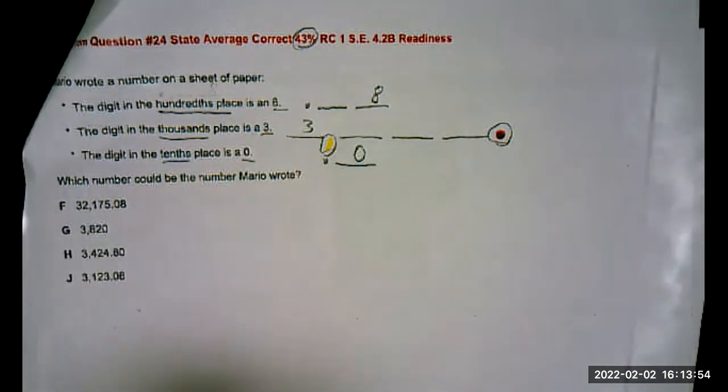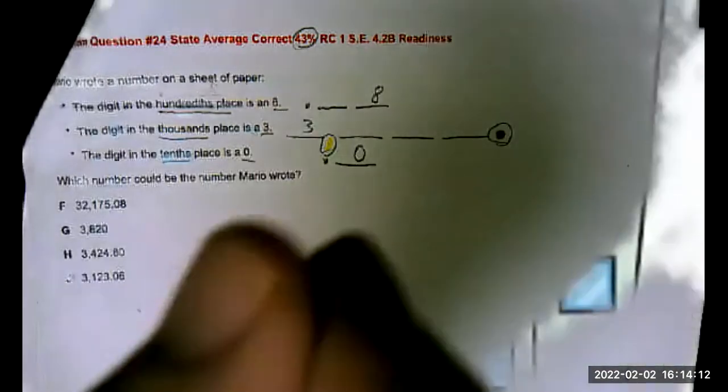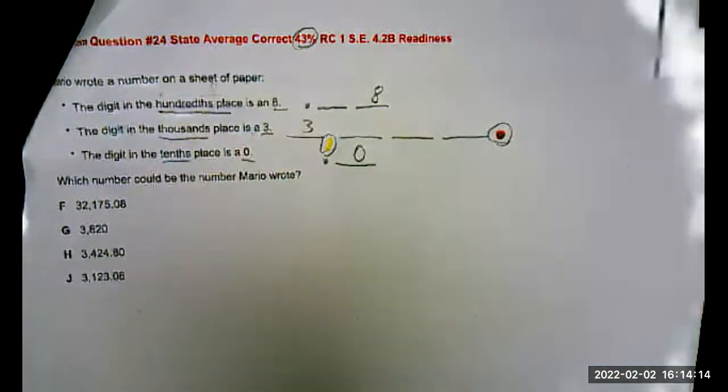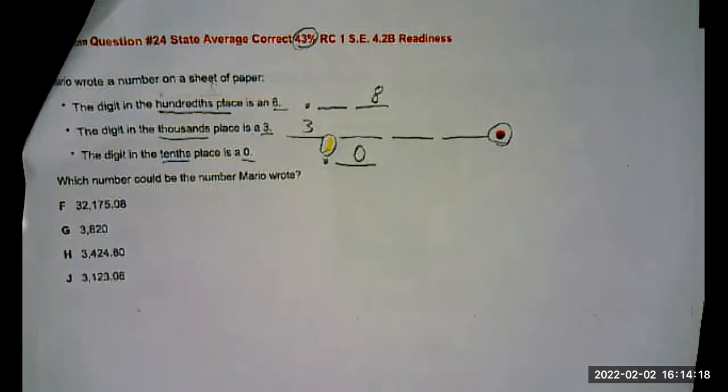And we'll also make it visual by drawing it out with our hands. So the digit in the hundredths place is an 8. So it's decimal, decimal, and 8, not in the tenths, but in the hundredths place.